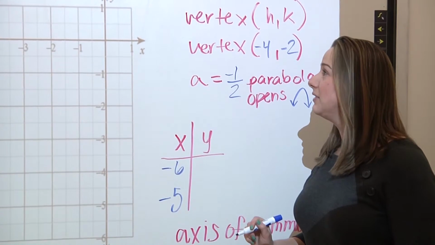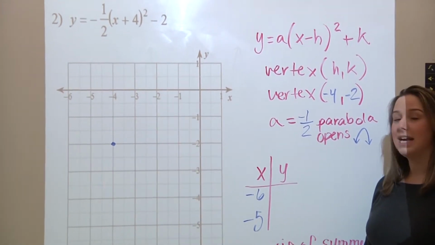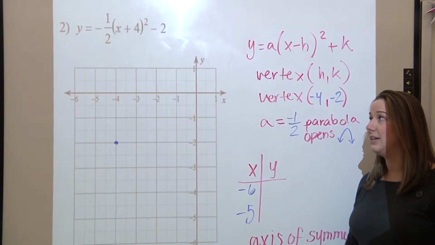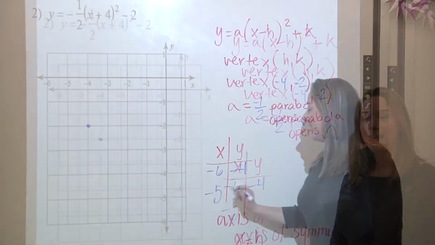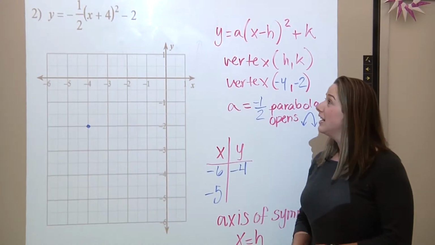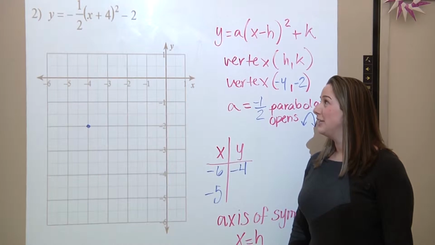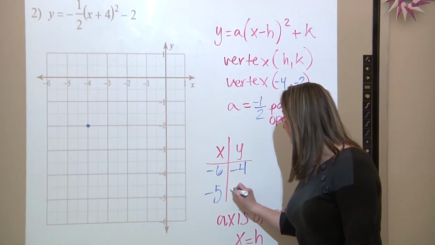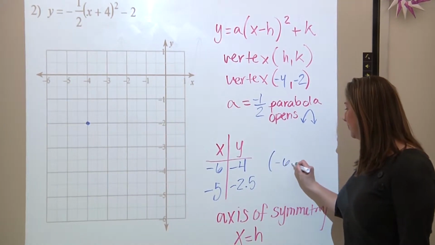When I substitute -6 in for x, -6 plus 4 is -2. -2 squared is 4. 4 times -1/2 is -2. -2 minus 2 is -4. Let's substitute -5 in for x. -5 plus 4 is -1. -1 squared is 1. 1 times -1/2 is -1/2. And -1/2 minus 2 is -2.5. Now I can plot these ordered pairs.